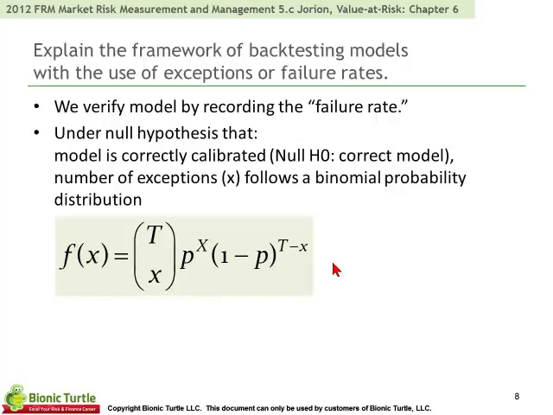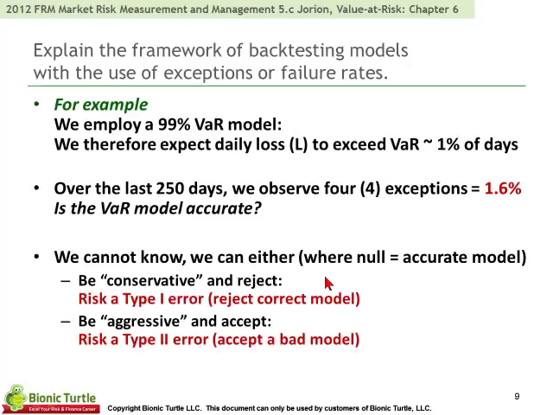If we think about it, we either have an exception or not, meaning a loss that exceeds the VAR threshold, or it does not. That's two outcomes. That's a Bernoulli. And if we have several days of these Bernoullis, we have a series of Bernoullis. We can characterize this with a binomial probability distribution. So, for example, if we employ a 99% VAR model, that means we expect daily losses to exceed the VAR on 1% of the days.